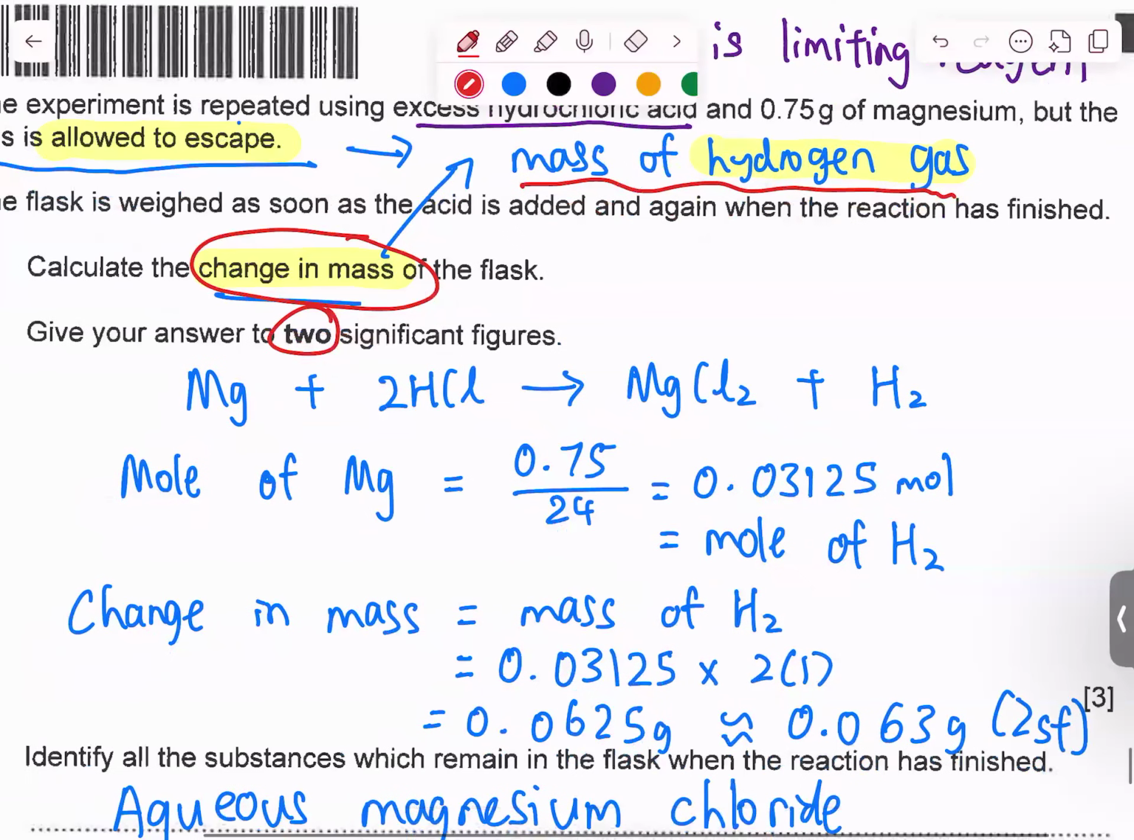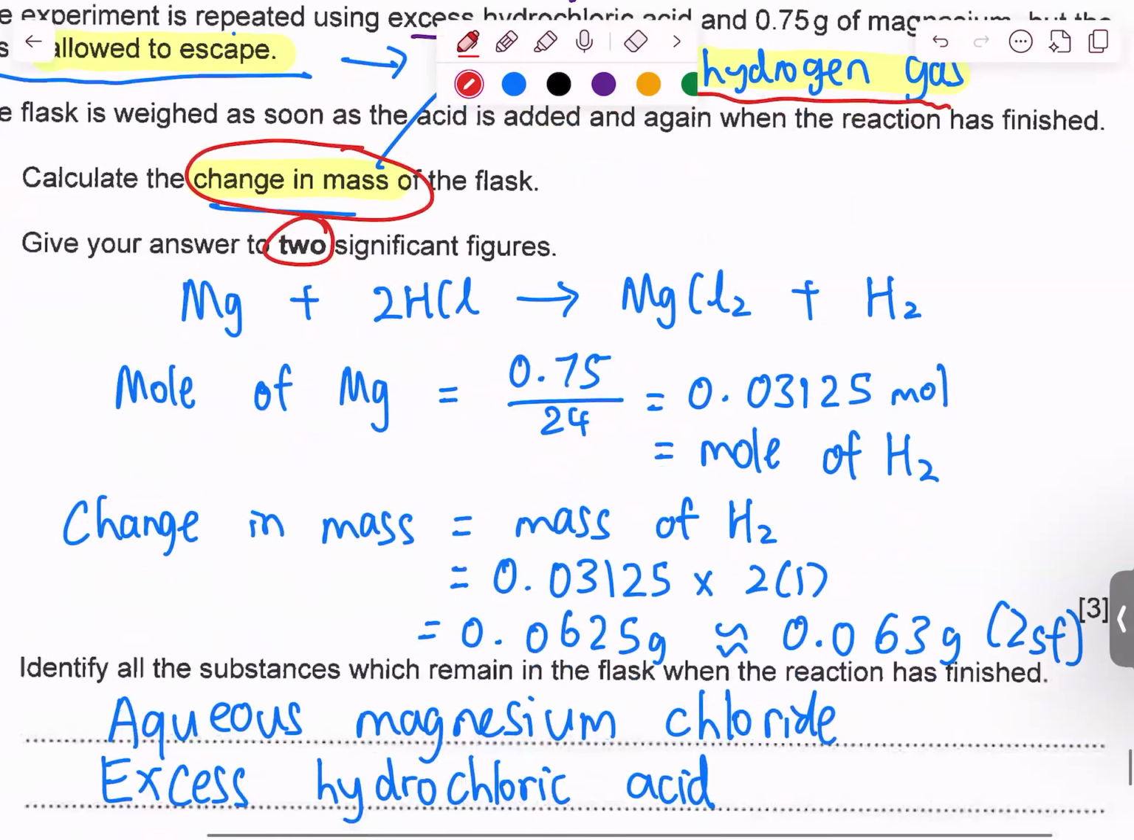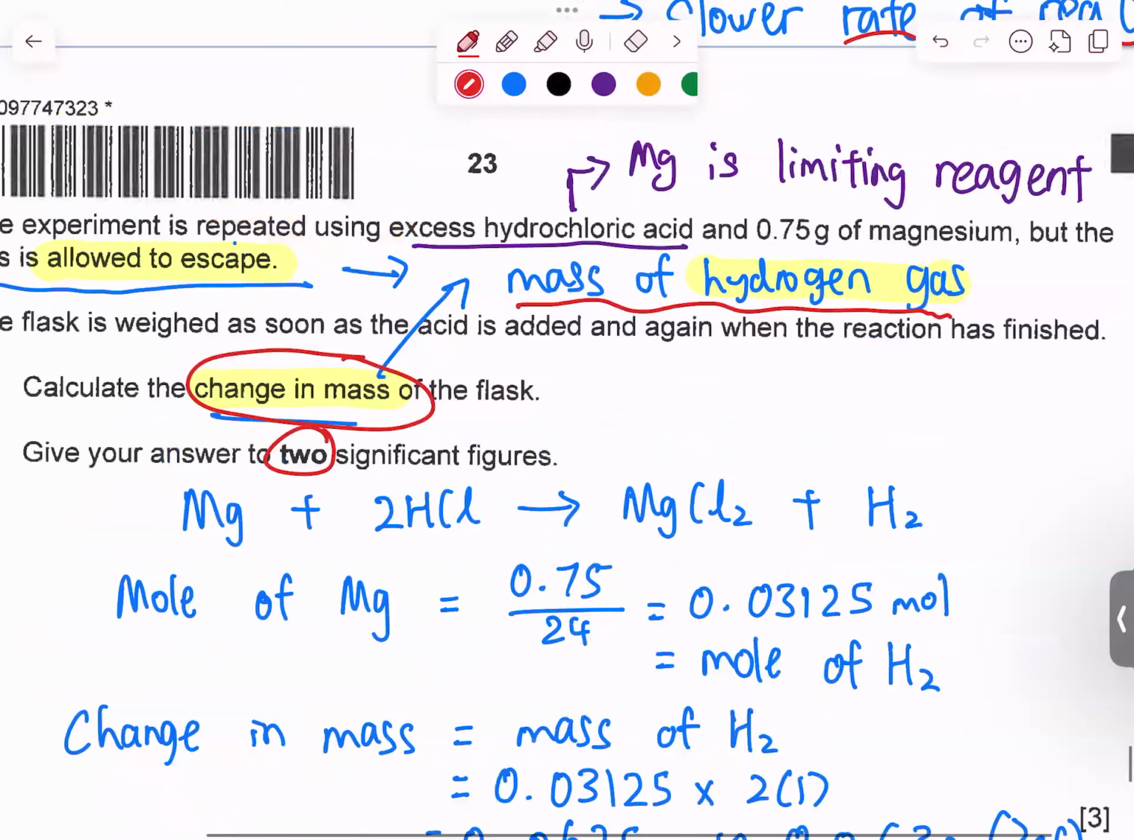Okay. Next one, identify all the species which remain in the flask. So what is excess? What is the limiting reagent?